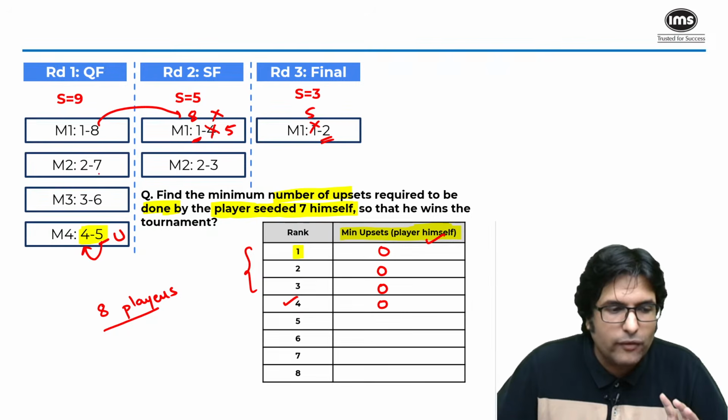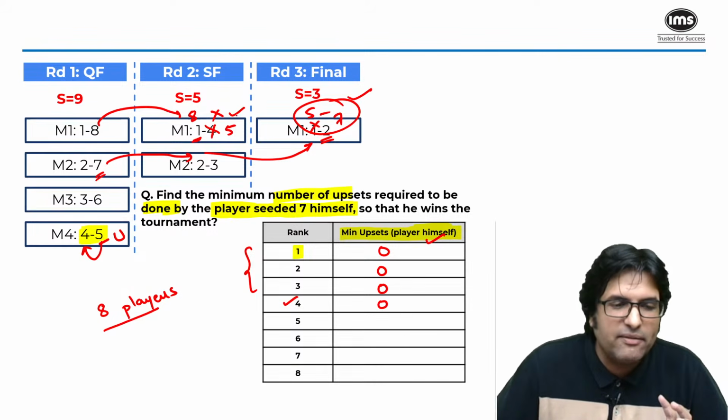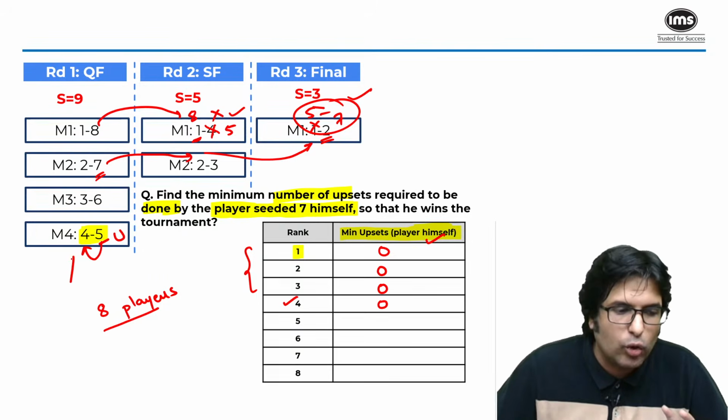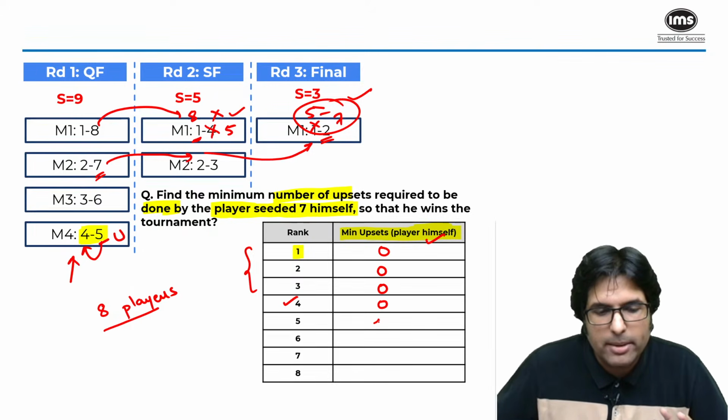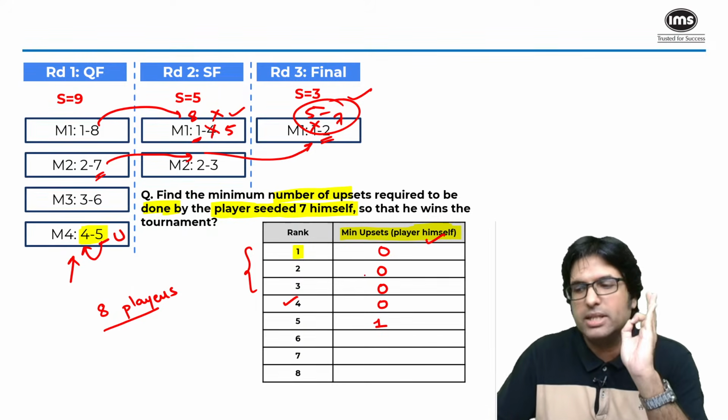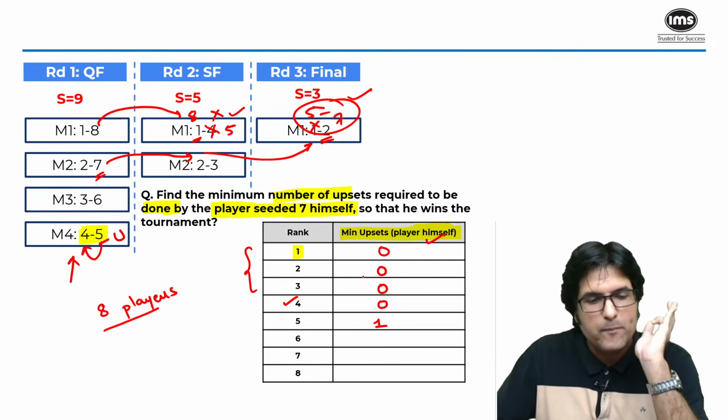Again, instead of 2, could we have 7? Yes, 7 could move to the semi-final and then 7 could come here as well. So 5 would play against 7. So again, in the final and in the semi-final, player rank 5 does not need an upset. It is only in round 1. So we would say the minimum number of upsets required here would be 1.